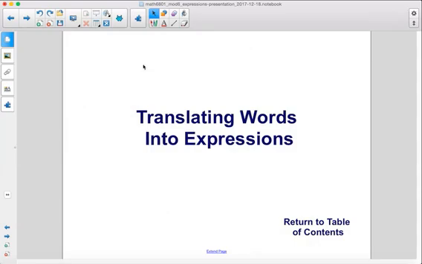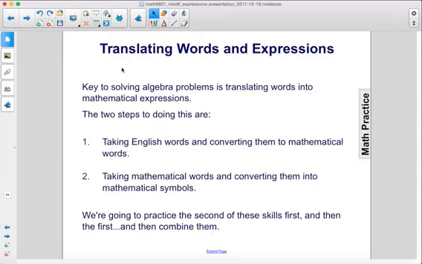Translating words into expressions. The key to solving algebra problems is translating words into mathematical expressions. The two steps to doing this are, number 1, taking English words and converting them to mathematical words, and 2, taking mathematical words and converting them into mathematical symbols. We're going to practice the second of these skills first, and then the first, and then combine them all.